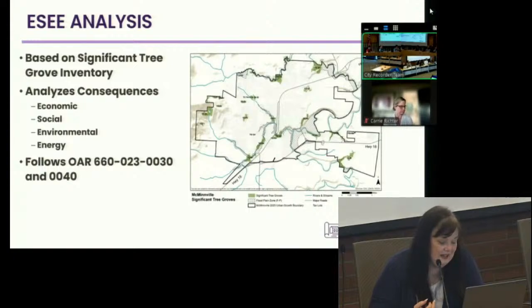So the ESEE analysis analyzes economic consequences, social consequences, environmental consequences, and energy consequences. That's the ESEE. And how you put that together is actually prescribed in Oregon Administrative Rules, so it walks you through that process.